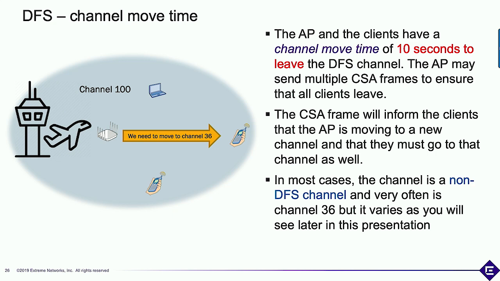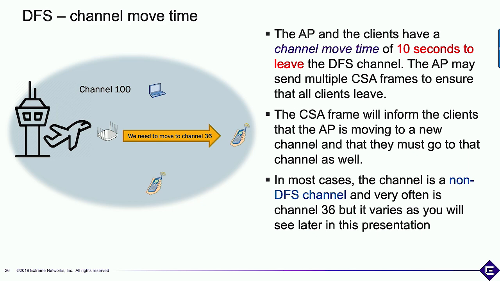There's another term right here. It's the channel move time. How long do the AP and the clients have to move? It's actually 10 seconds. But what you're going to see here in the demo and also on some frame captures I have, it almost always happens in well under a second. Okay? But the rules and regulations say that everybody has to move within 10 seconds.